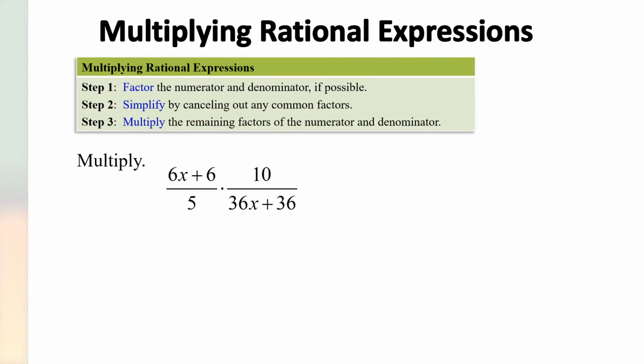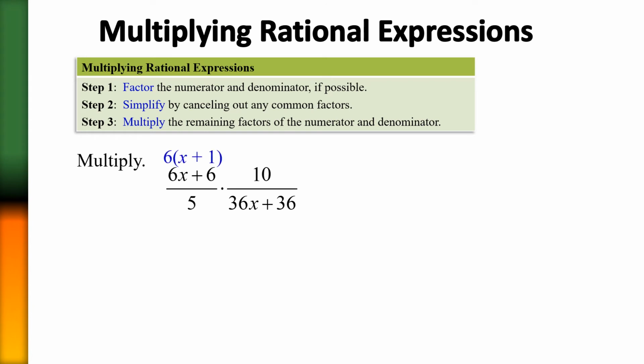Okay, so let's apply the same strategy that we use to multiplying fractions to multiplying rational expressions. There are just 3 simple steps. Step 1, factor the numerator and the denominator completely, if possible. Step 2, simplify by canceling out any common factors. And then step 3, simply multiply whatever is left. In other words, multiply the remaining factors of the numerator and the denominator. So let's begin. Step 1, we're going to go ahead and factor everything in the top and everything in the bottom completely.